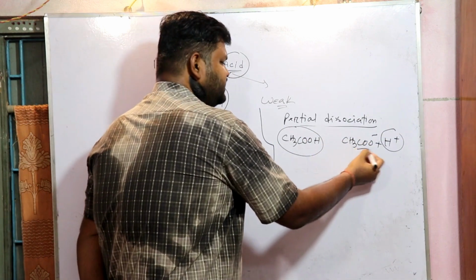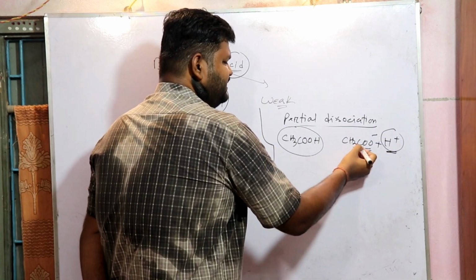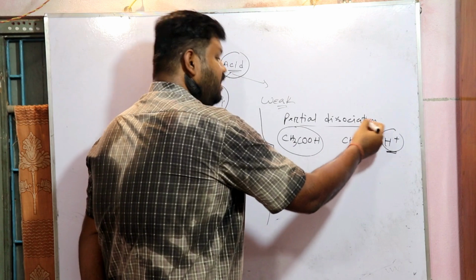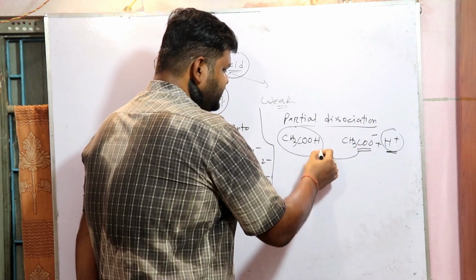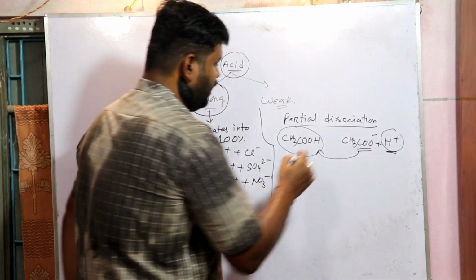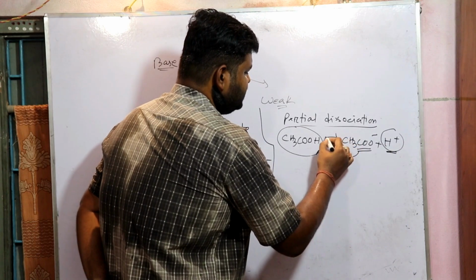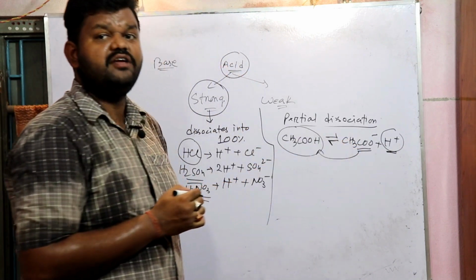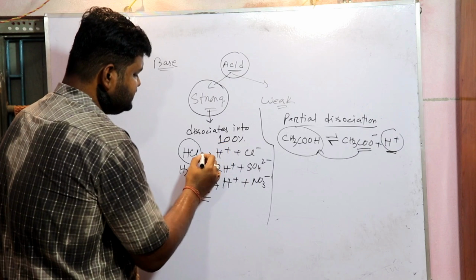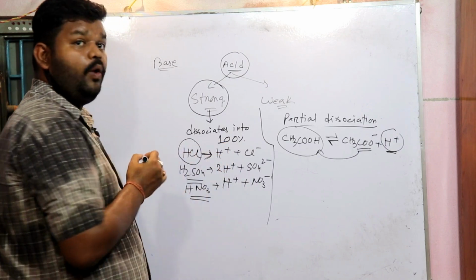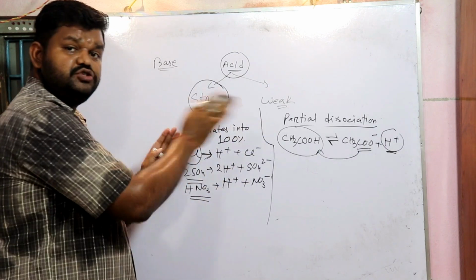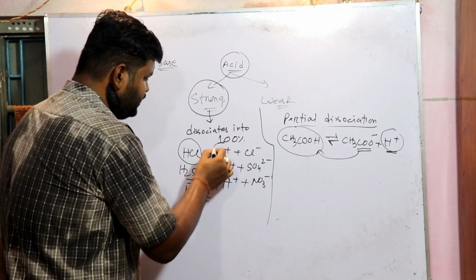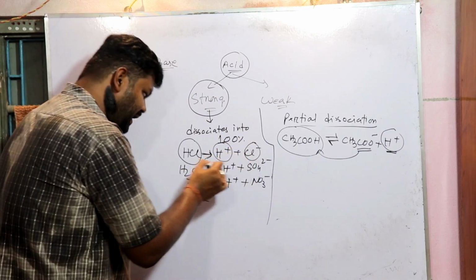Again, this CH3COO minus, the acetate, and H plus ion will regenerate CH3COOH. That is why this is known as a both-side reaction or reversible reaction. But in this case you have been given an arrow. Arrow means 100% dissociation. There is no chance for these H plus and Cl minus to associate again to produce HCl.